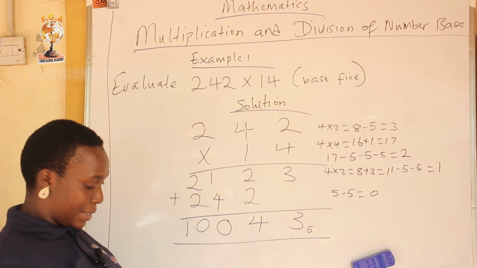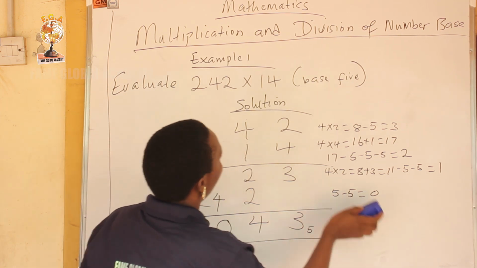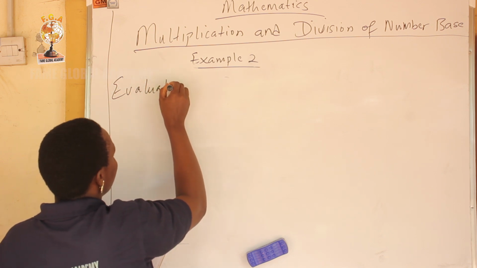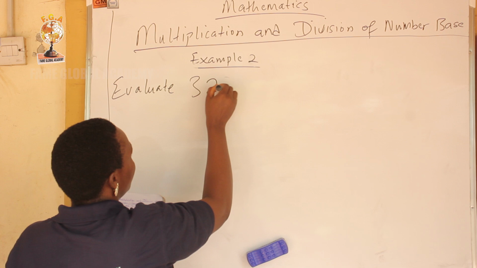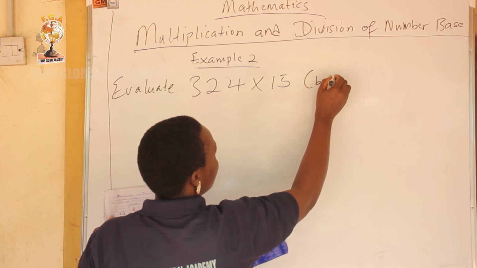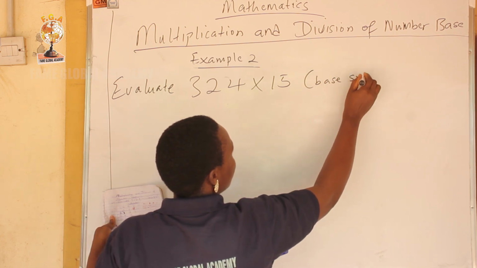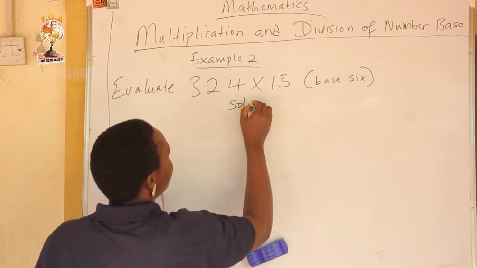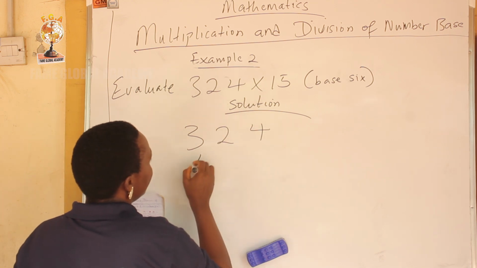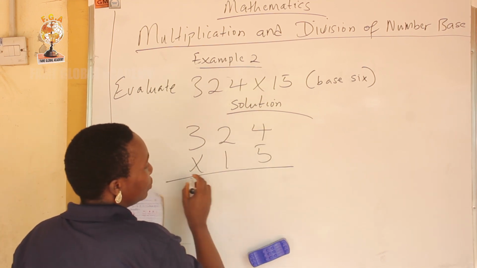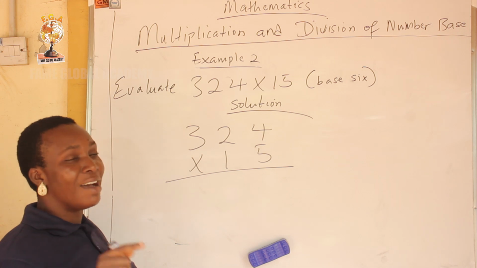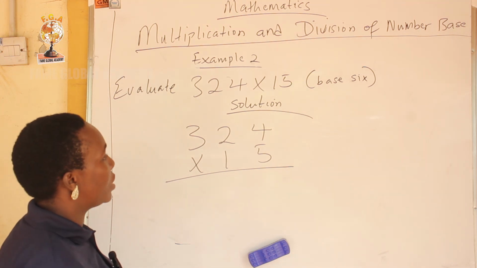So let's take another example, example 2. Say evaluate 324 times 15 in base 6. Okay, solution. So we have 324 times 15 in base 6. So remember, we are working in base 6, which means we are not supposed to have any answer that is up to 6. Okay, so let's start.